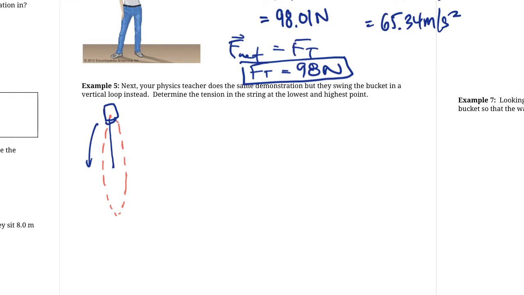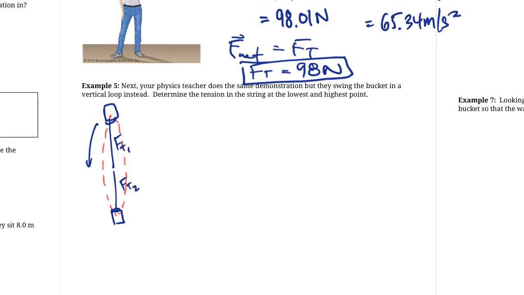So the question is, determine the tension in the string at its lowest and its highest point. We're assuming everything's the same. The radius is the same, and the speed that I spin it at is the same. We just want to know what the tension of the string is going to be at its highest point right there, and also at its lowest point. What's going to be the tension in the string in each of those cases? We'll call it FT1 for the highest point and FT2 for the lowest point.